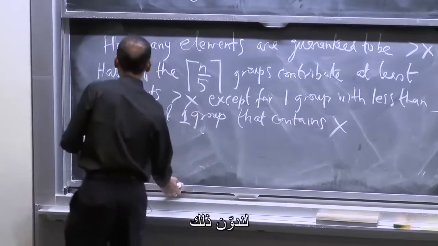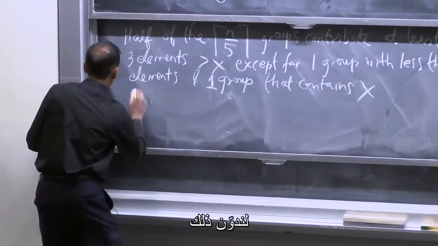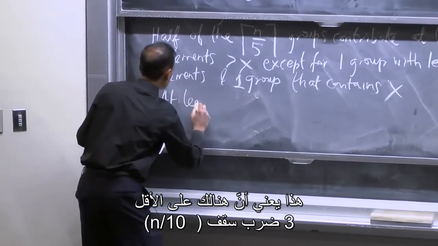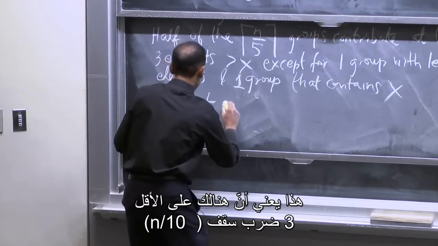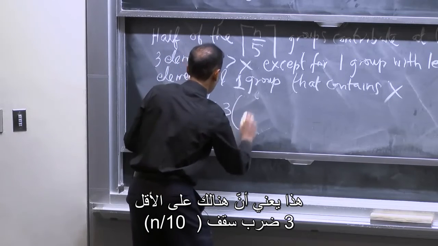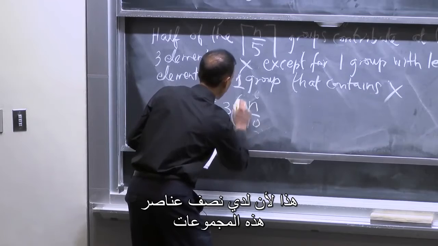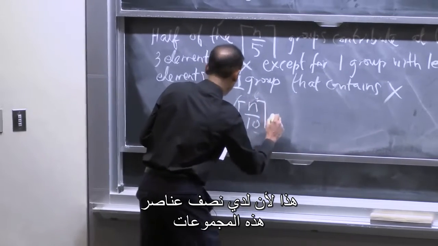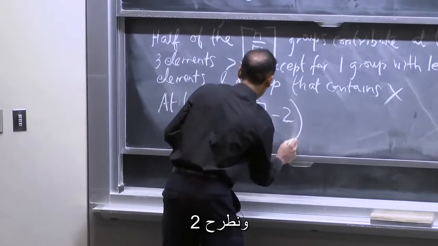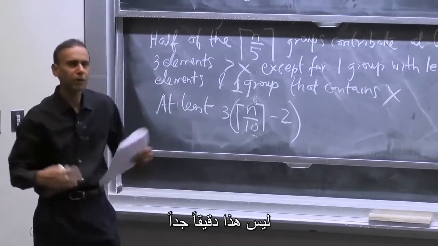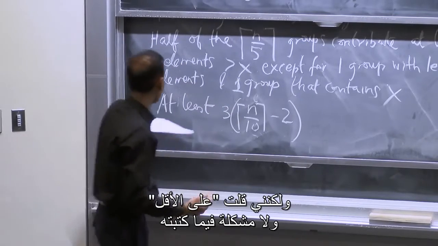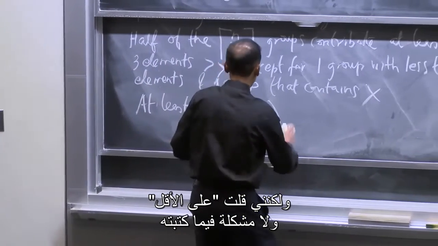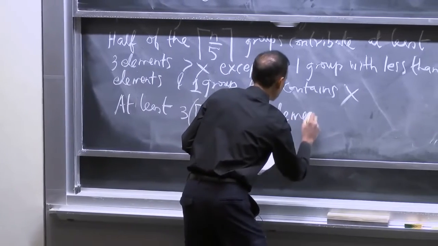And so if you write that out, this says there are at least 3 n over 10, because I have half of all of those groups, minus 2. And I'm not counting perfectly accurately here, but I have an at least, so this should all be fine.